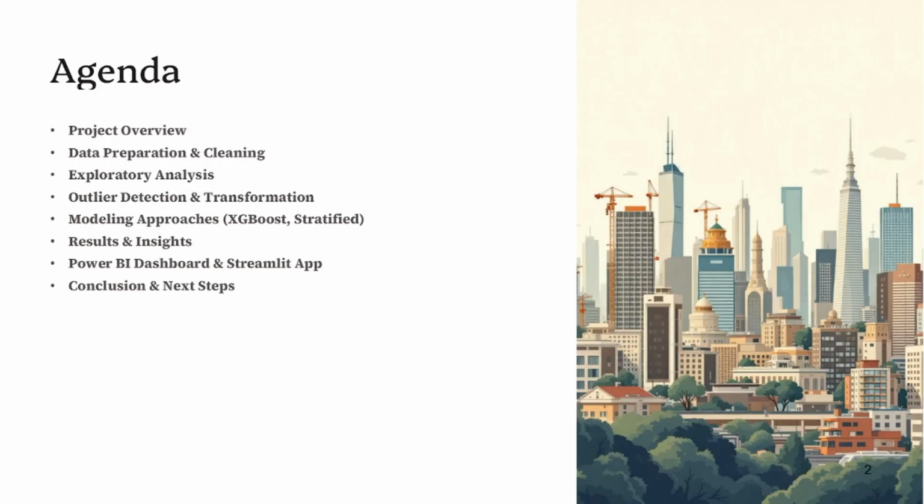So today's agenda is like this. First, I'm going to discuss the project overview, then how I clean and prepare the data, doing some exploratory data analysis. Next, the outlier detection and transformation. After that, I'll be moving towards creating different machine learning models like XGBoost, stratified modeling, and finally I'll provide the result and insight based on the result. I've also provided some screenshots of my Power BI dashboard and the Streamlit application. And the last is the conclusion and the future work.